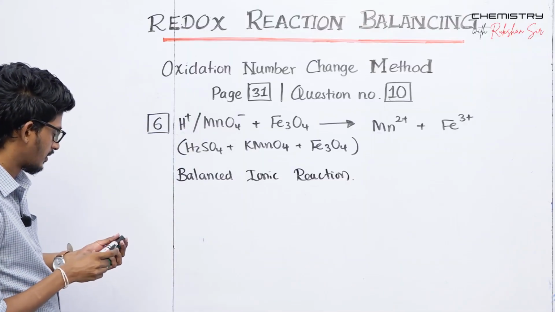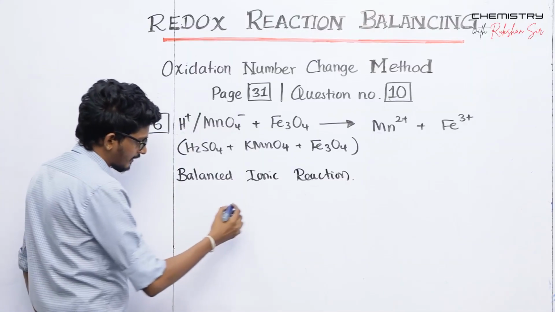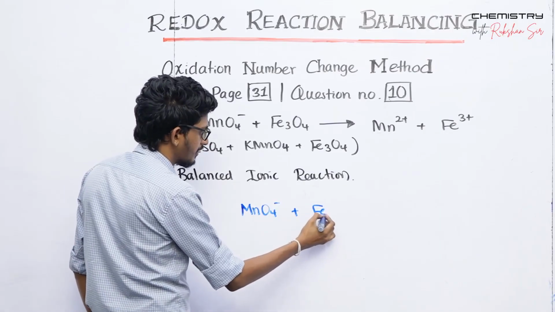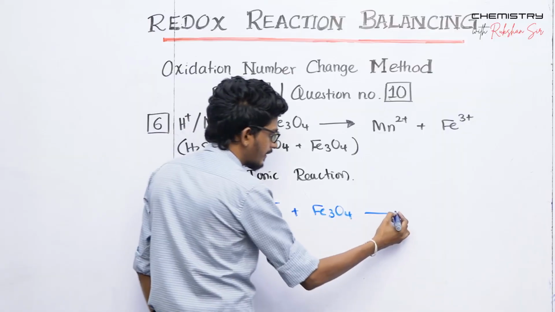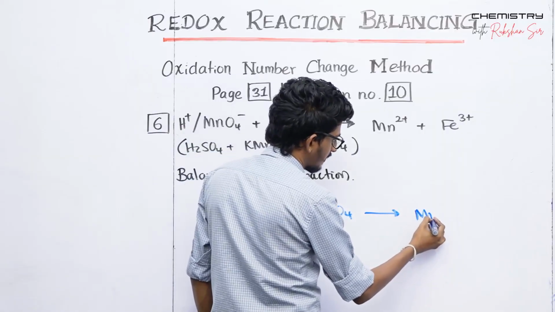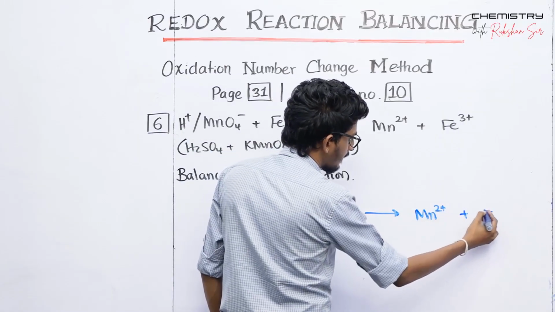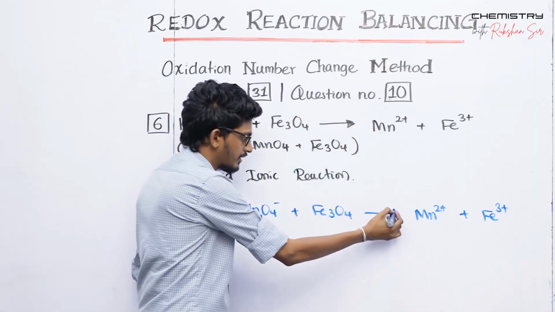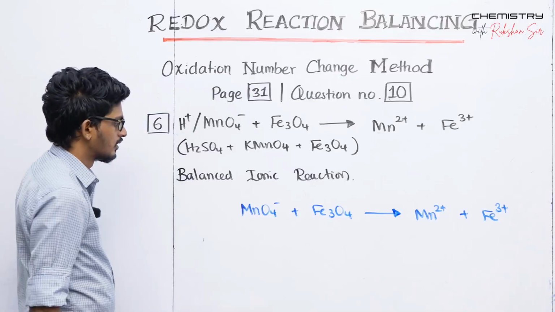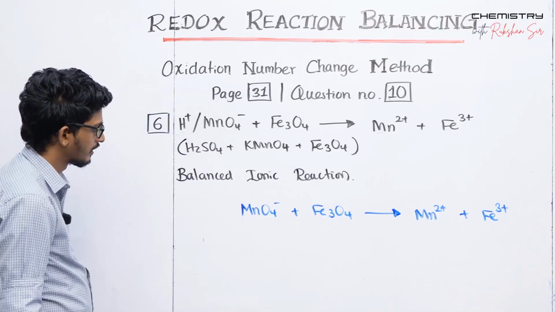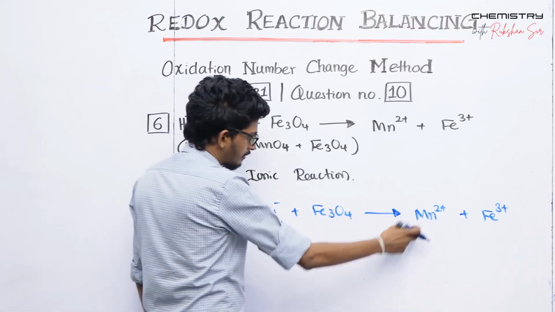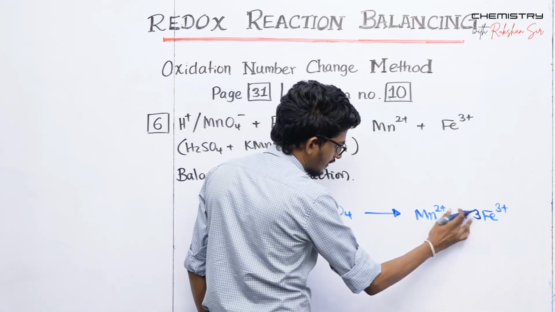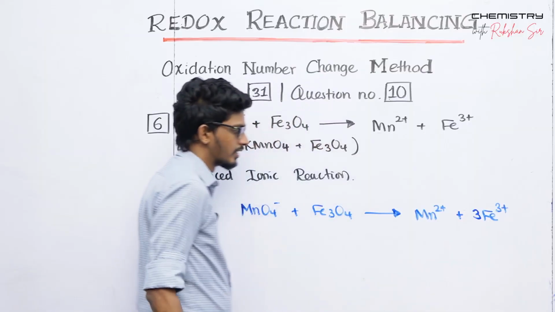Right. So first write the redox couple, right? MnO4 minus and the Fe3O4 give you the Mn2 plus and the Fe3 plus, right? Let's try to balance this one. So first of all, balance the redox atoms, right? 1 manganese, that is balanced. 3 iron atoms are there, so you need to put 3 here. Balance the redox atoms, right?